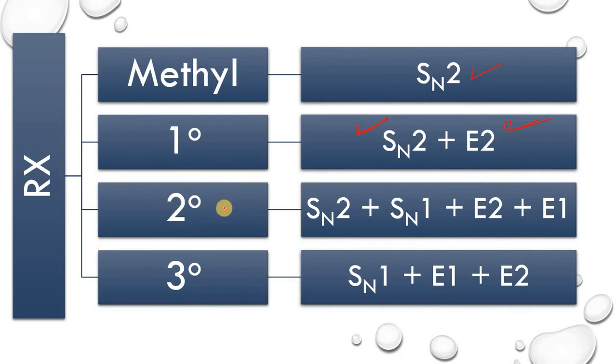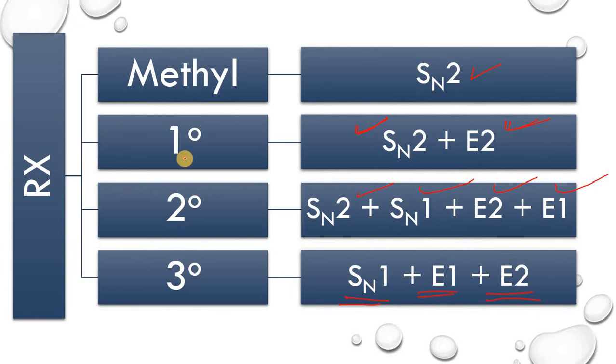In secondary case, there is a competition between SN2, SN1, E2, E1. In secondary alkyl halides, there is a possibility of SN2, SN1, E2 and E1 mechanisms. It depends on what type of nucleophile or base you are taking. In case of tertiary alkyl halides, there is a competition between SN1, E1 and E2.